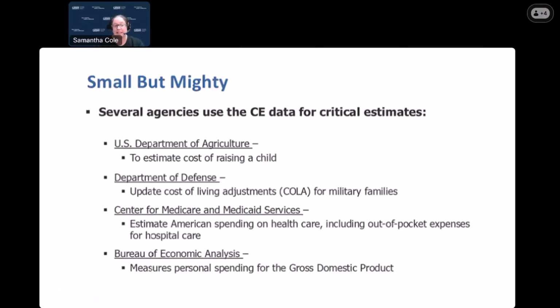Several agencies use CE data for critical estimates. The U.S. Department of Agriculture uses CE data to help estimate the cost of raising a child. The Department of Defense uses it to update the cost of living adjustment, or COLA, for military families. The Center for Medicare and Medicaid Services uses it to estimate American spending on healthcare, including out-of-pocket expenses for hospital care. And finally, the Bureau of Economic Analysis uses CE data to help measure personal spending for the gross domestic product.